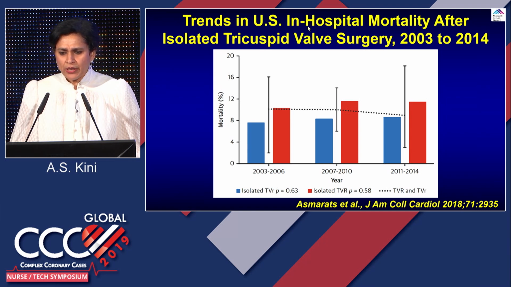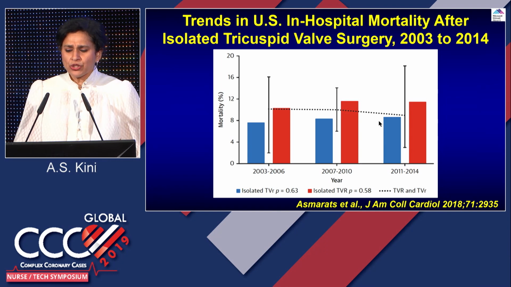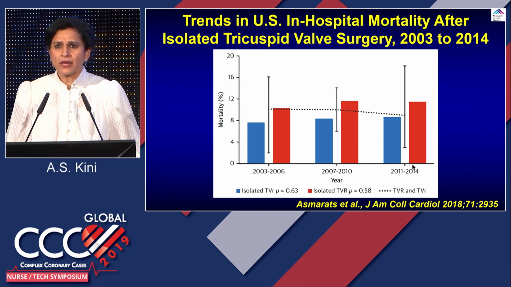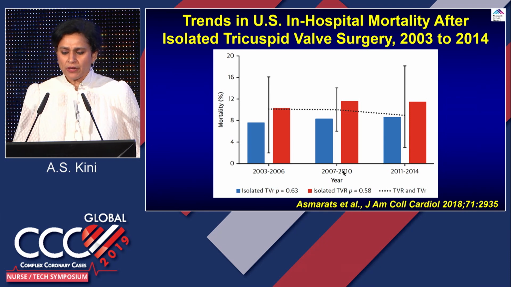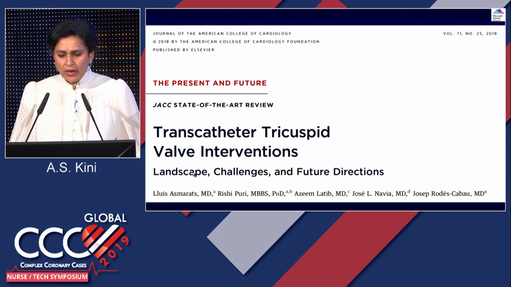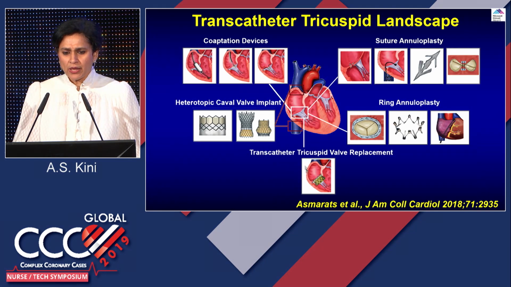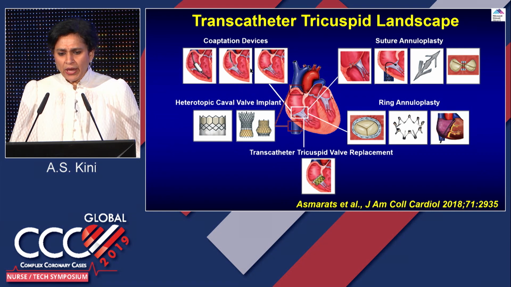If you see the trend in United States mortality, several studies and registries have always shown that the presence of tricuspid valve disease, just isolated tricuspid valve, or concomitant with any other, means your survival is poor. And that is why this paper showed the landscape, changes and future direction for tricuspid valve intervention. So what did it say? There are various therapies that are available.